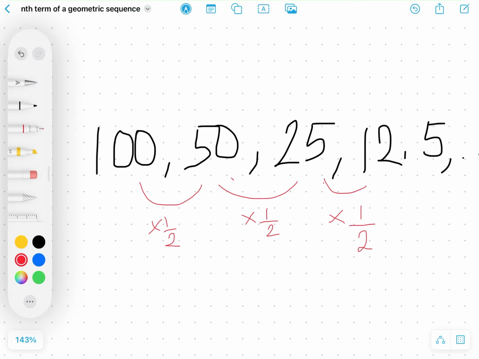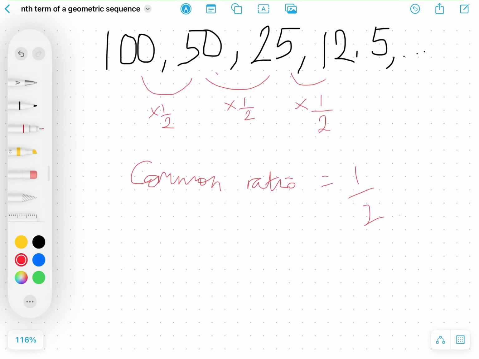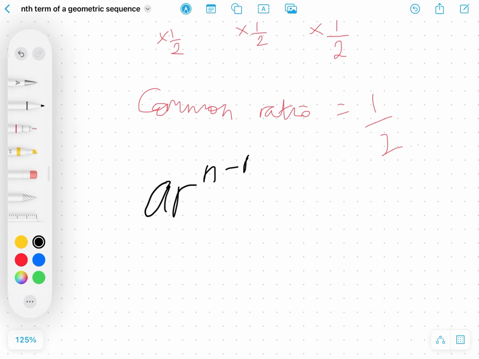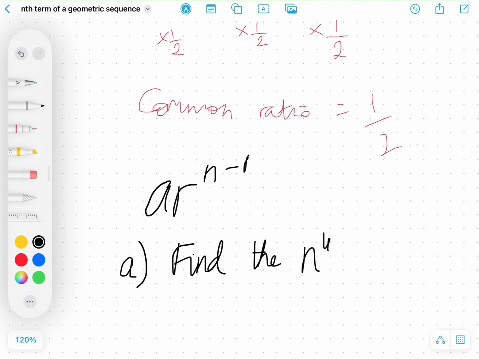So for this sequence, the common ratio is 1/2. So using this information and the formula a multiplied by r to the power of n minus 1, I want you to firstly find a formula for the nth term, and second, I want you to tell me what the 11th term in the sequence is.